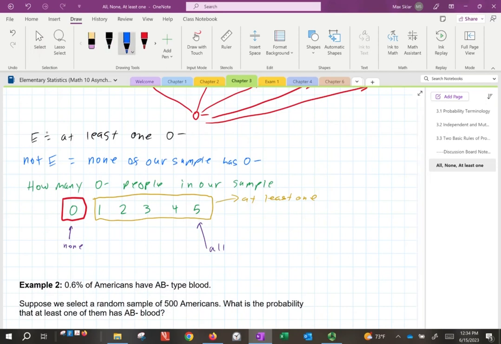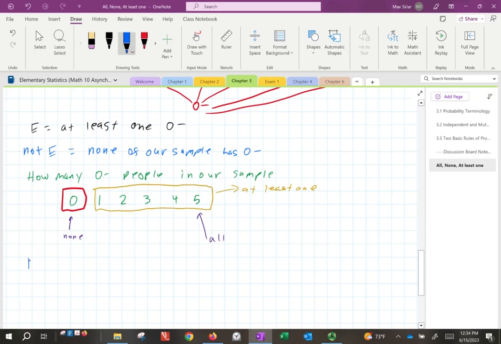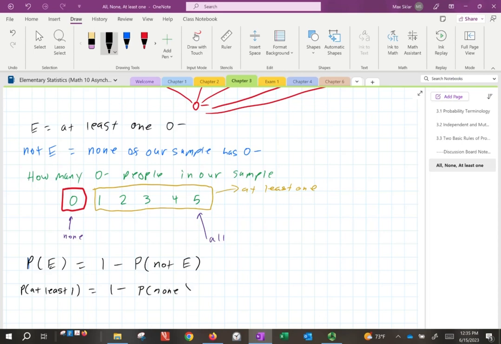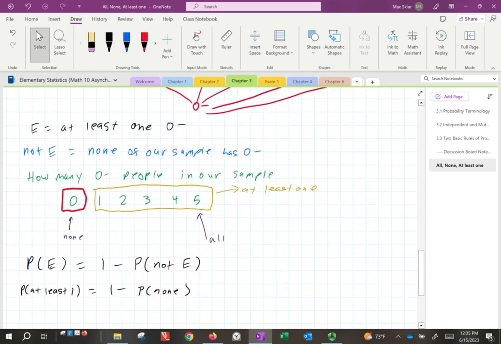We've got the event E that we want. We want to know the probability of E. But we can write the probability of E using the complement rule as 1 minus the probability of not E. So the probability of at least 1 is 1 minus the probability of none. And so this is a key observation for this type of problem. If I want to know the probability of having at least 1 of my people have a particular characteristic, I can find the probability that none of them do, and then use the complement rule.